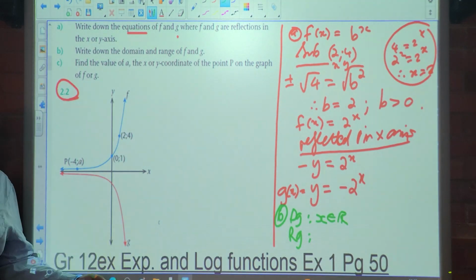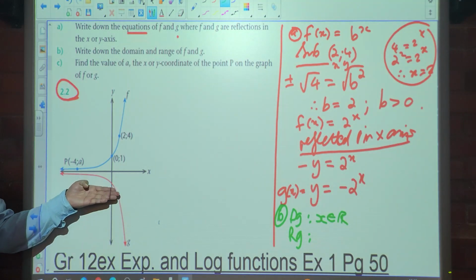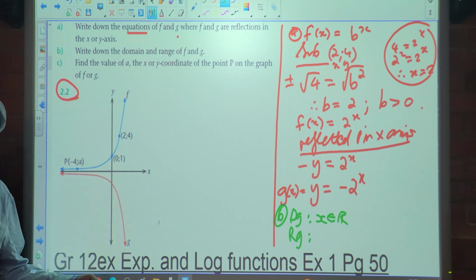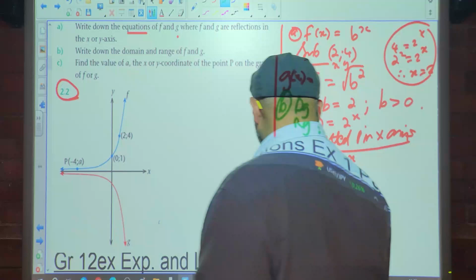Let's go into negative infinity. So it goes negative infinity. Where does it stop existing at? 0. So anything less than 0. So y is less than 0.